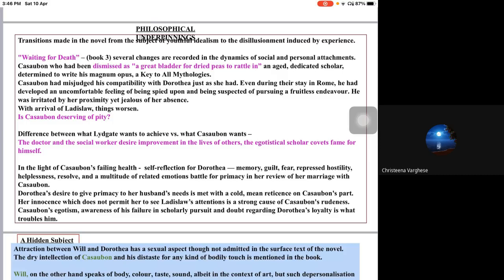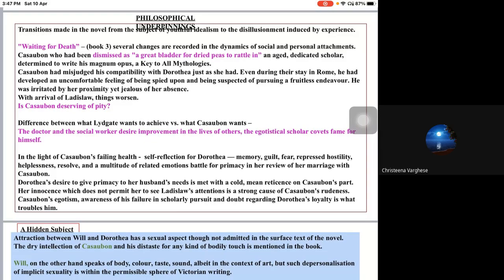Then we can also see the difference between Lydgate and Casaubon. The doctor and the social worker both desire improvements in the lives of others, right? The egotistical scholar covets fame for himself. So whether it is Dorothea wanting the upliftment of the poor, or a doctor who wants to contribute towards the advancement of science, they all want something for society. But what does this egotistical scholar Casaubon want? He wants to write a book for which he will get renowned, he will get famous. So this is something that he is doing for himself. There is a distinction between the two right there. One is for the benefit of others, whereas the other one is for selfish purposes.